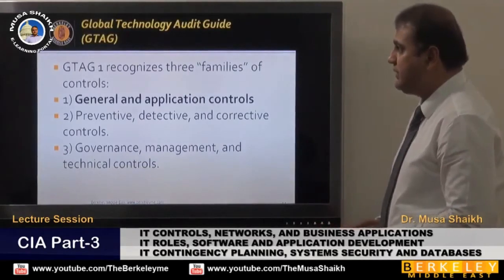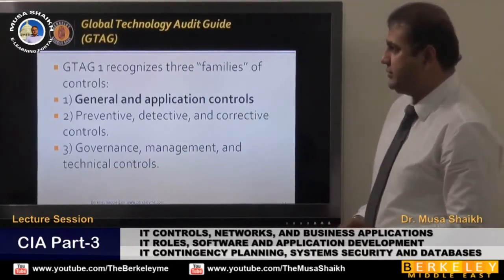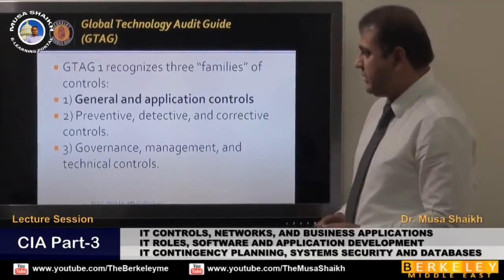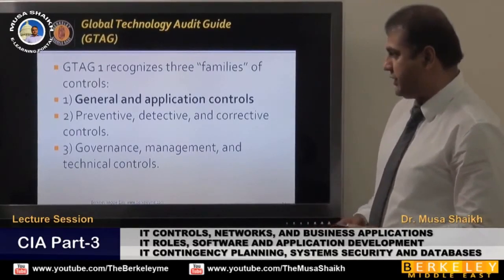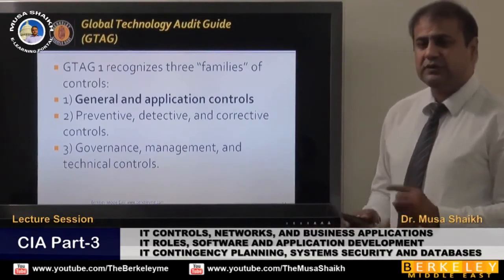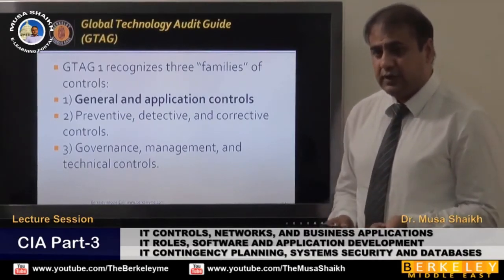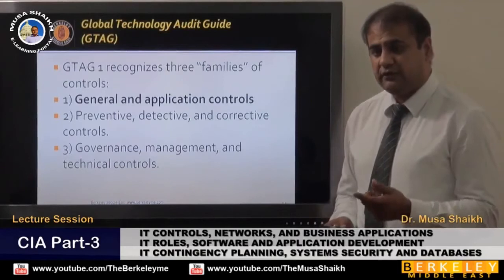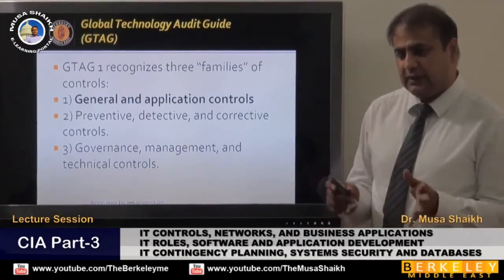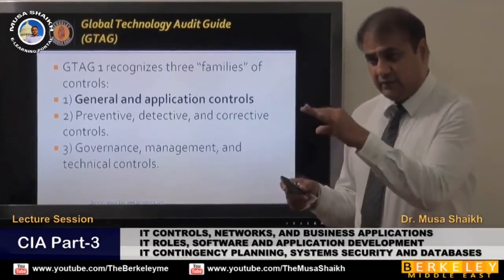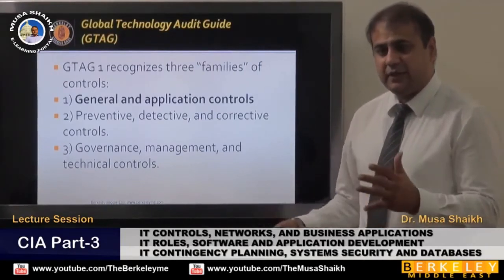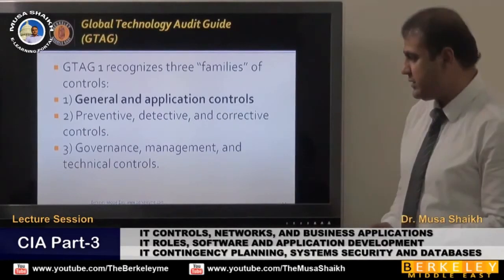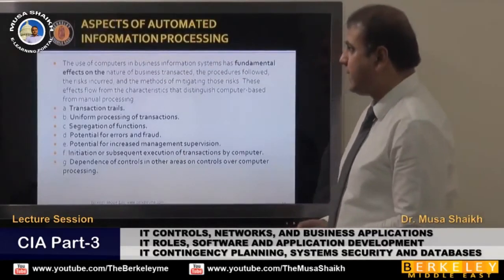Then we have Global Technology Audit Guide, that is GTAG. It has general and application controls, preventive, detective and corrective controls. Controls we studied in part 1 and 2, that controls are preventive, we don't let things happen. Then we have directive, we tell them how to do. And detective, if something happened, like a stock take. So these are the same here.